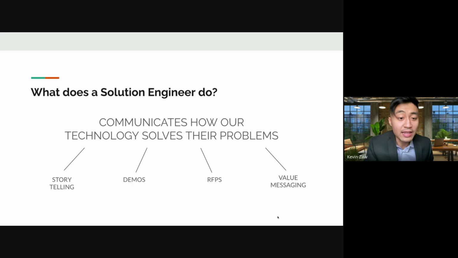So again, in essence, the role of a solution engineer, I would say, is not only a pre-sales role, but I like to think of it as a role that helps companies solve problems. Solving customers' challenges is the most important aspect, and these are different types of tools that you can use to do that, whether that be through demos, answering RFPs, or through telling stories about how you're able to solve the problems.